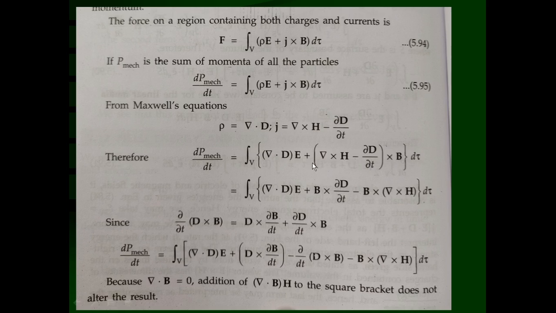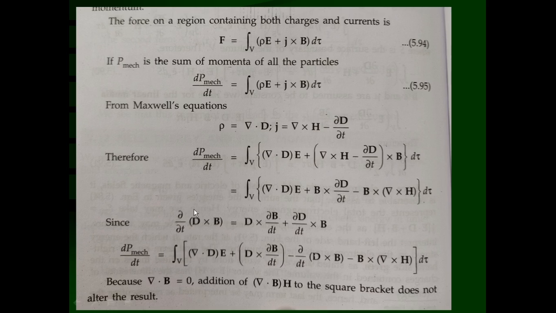We can separate these things. That is equal to the volume integration of divergence of D into E, the first term as it is. A cross B is equal to minus B cross A. So we are taking B first now. So B cross ∂D upon ∂t, because this minus sign is going to be cancelled out and it becomes positive. So plus B cross ∂D upon ∂t, and this when we are taking in front, it becomes minus. So minus B cross H dτ will be there.